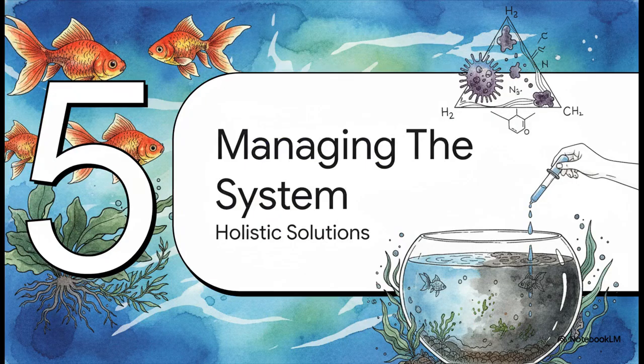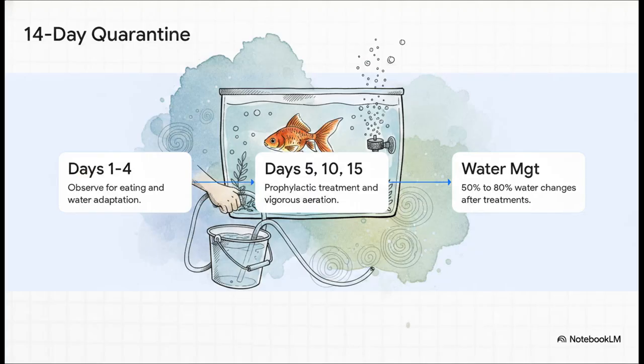So how do we fix this? That's Section 5, Managing the Whole System. We need actionable, holistic solutions here. If you focus only on the pathogen, like dumping medicine into a dirty tank, you're probably going to fail. We have to address the entire disease triangle all at once.